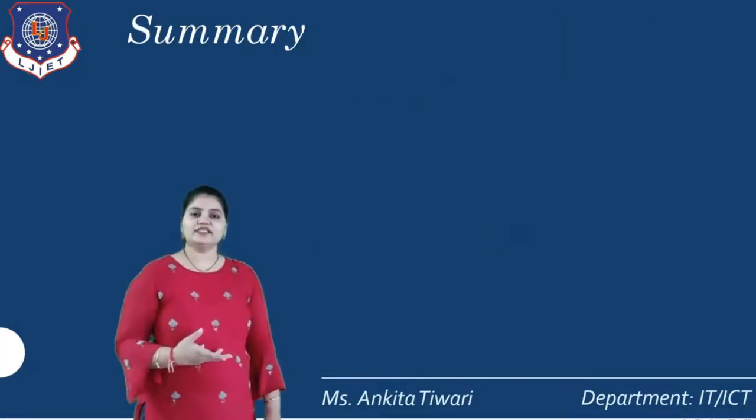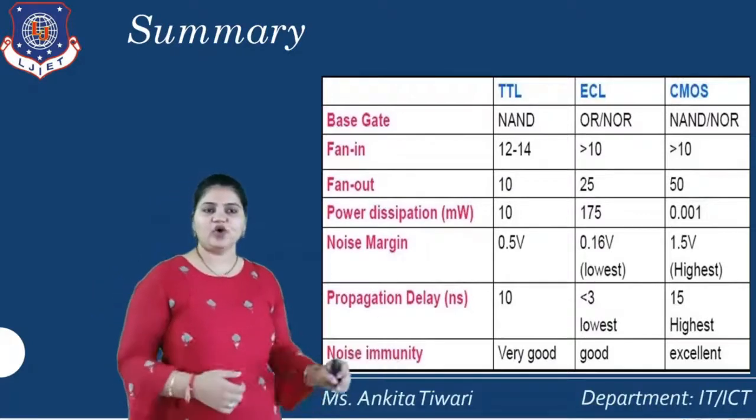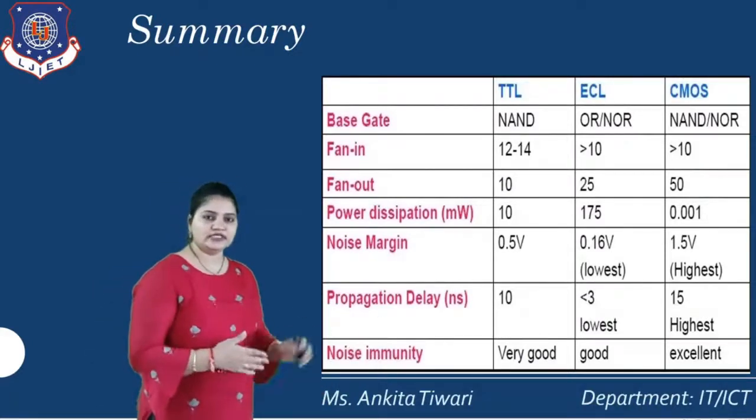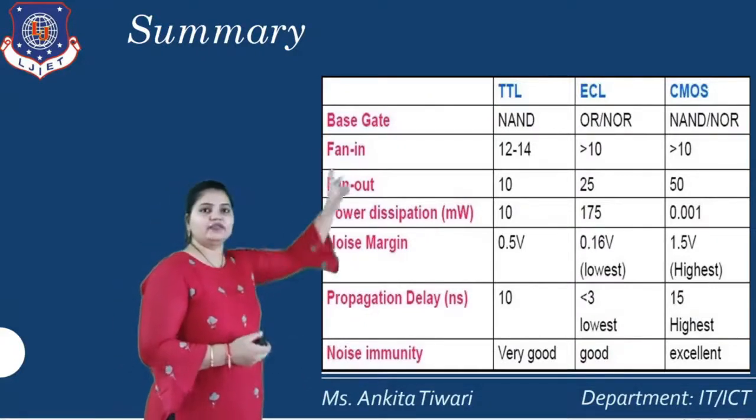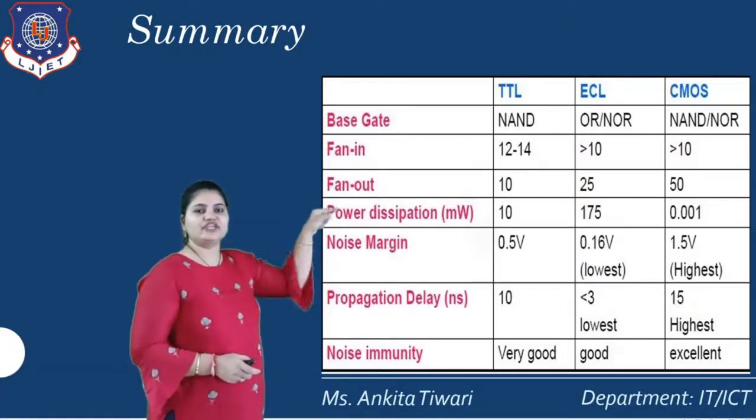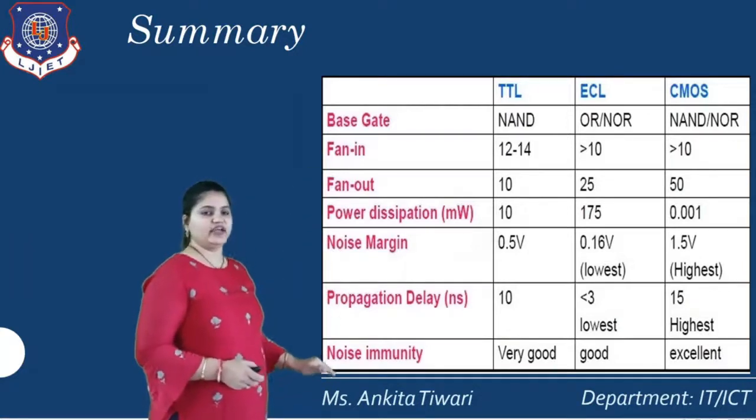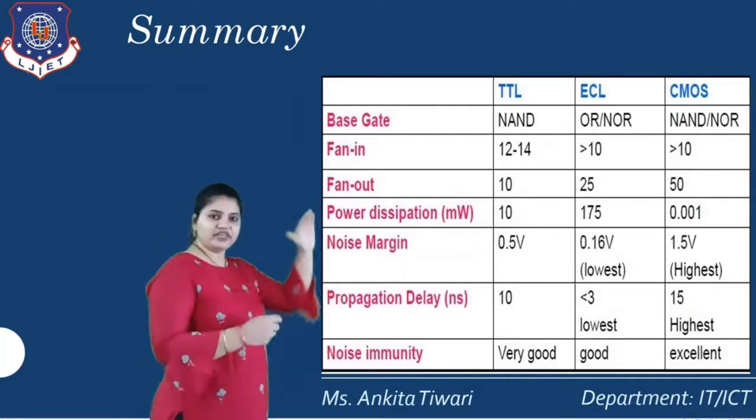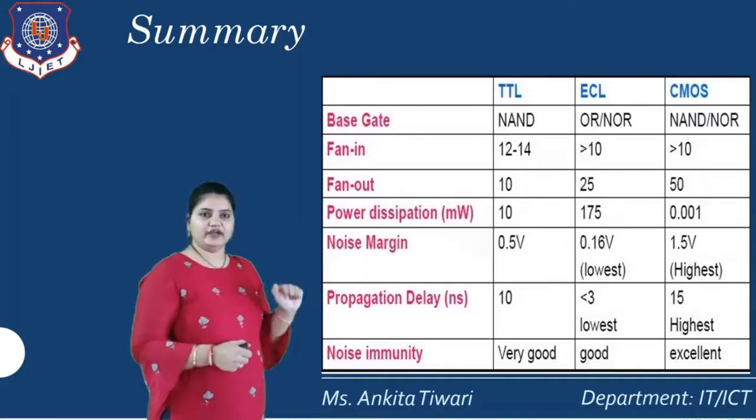The summary, as you can see here, will have the comparison between TTL, ECL and CMOS. Here CMOS is an unsaturated family, which is the same as ECL itself. If we are comparing, the comparison parts are basic gate, fan in, fan out, power dissipation, noise margin, propagation delay and noise immunity. These are the characteristics that we have seen earlier. And with respect to these characteristics, we will compare the basic circuits that we have learned so far.